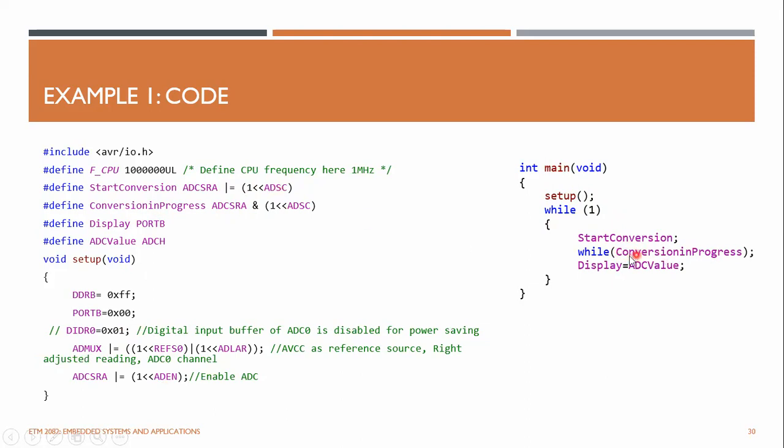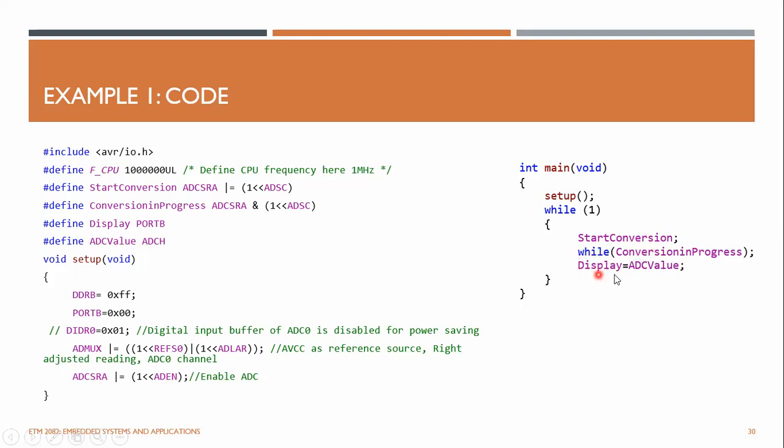So you continuously check whether this bit is 1 or 0. You set it and check whether it is cleared. So you are waiting in a while loop. While this is true, you are waiting here, looping. And once the conversion is done, you exit from this while loop.